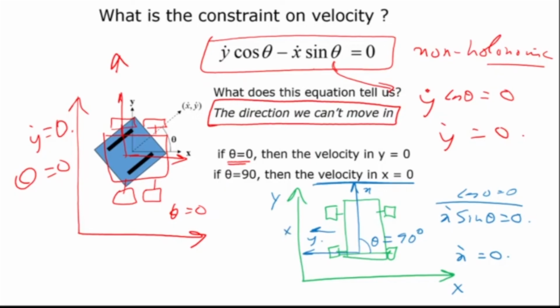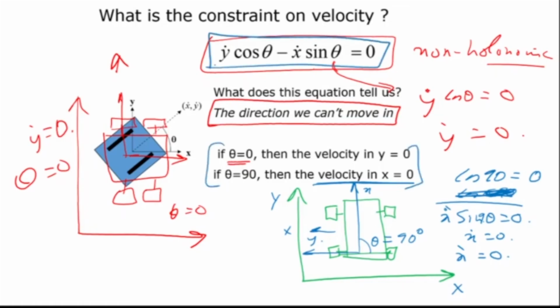What we are seeing is that when theta is equal to 0, it cannot go in the y direction. When theta is equal to 90, please note the correction, then sine theta times x dot is equal to 0 and x dot is equal to 0. Please note that. This constraint ensures that the car cannot go sideways.